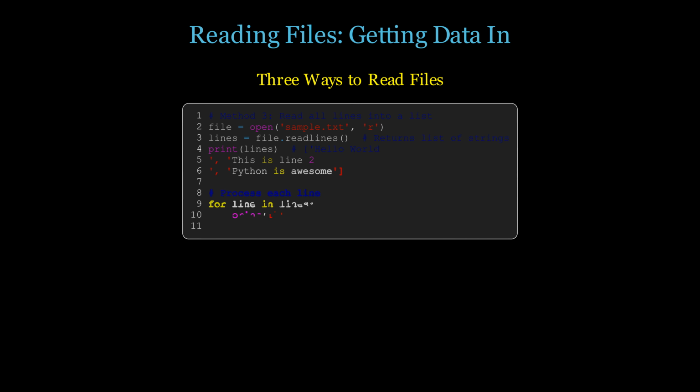Method 3. Readlines. Reads all lines into a list, where each line is a separate string element. This combines the convenience of having all data available with the ability to process individual lines. Each line includes its newline character, so you often need to strip them when processing.